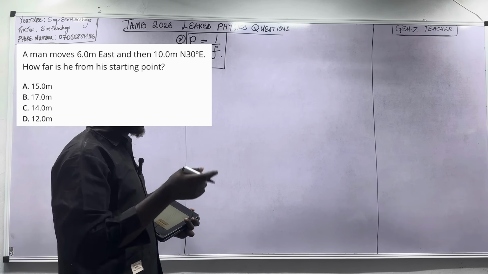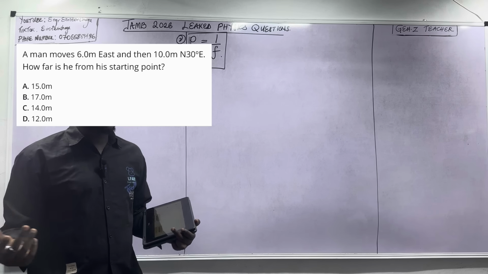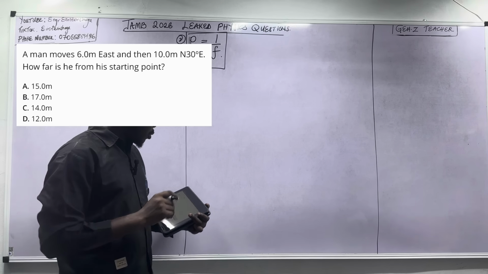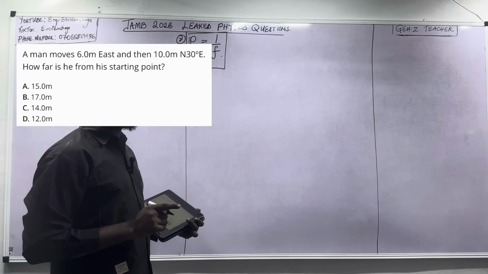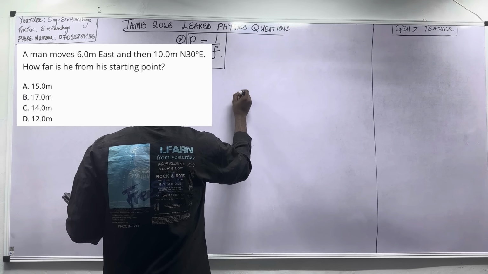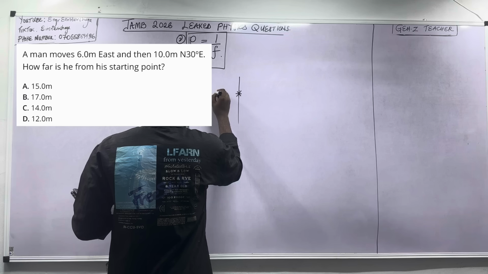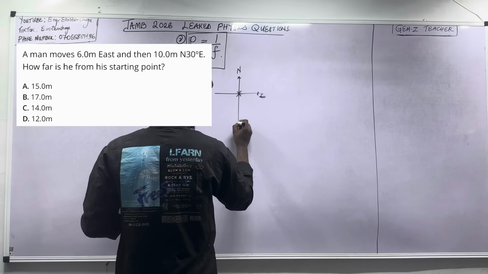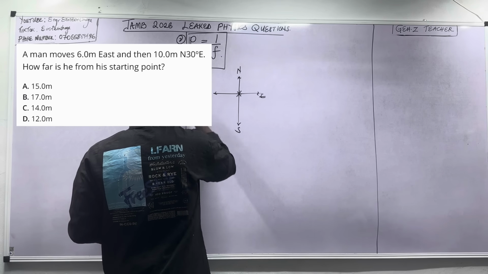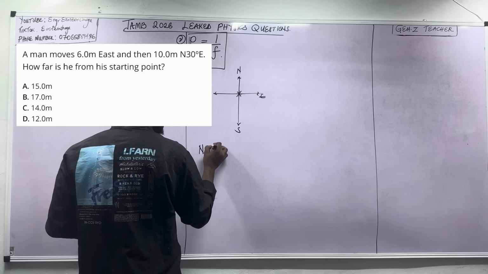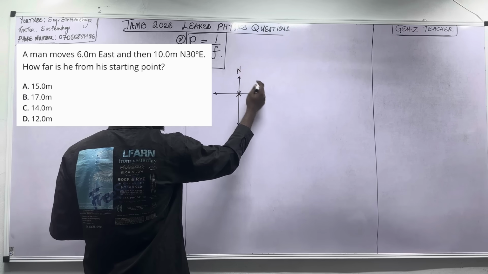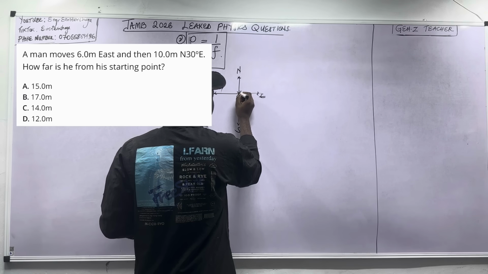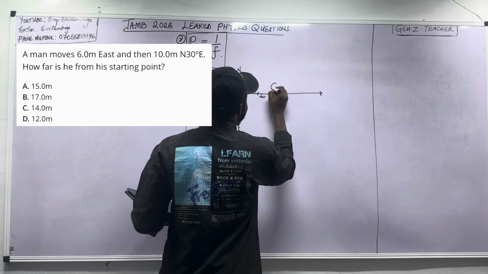Now quickly, the question is under vectors. How do we solve questions from vectors? Very simple. You're going to start your diagram from the starting point. The question says a man moves 6 meters east. So let's say this is the man's starting point. You draw your cardinal points. Remember, the top is north, the right is east, the bottom is south, and the left is west. In case you forget, we use the acronym NEWS. Now the man moves 6 meters, it means from here he moves in this direction 6 meters.